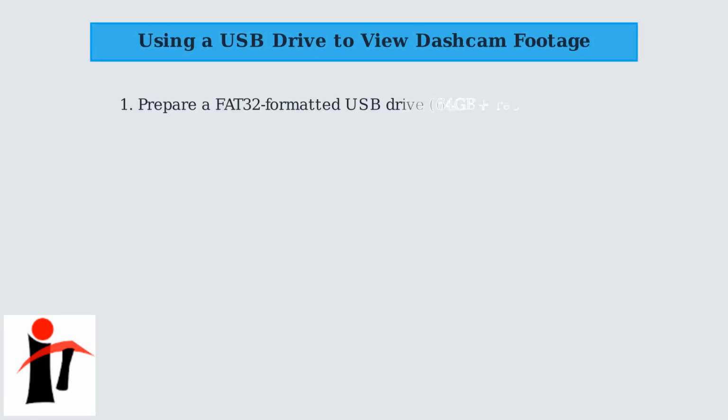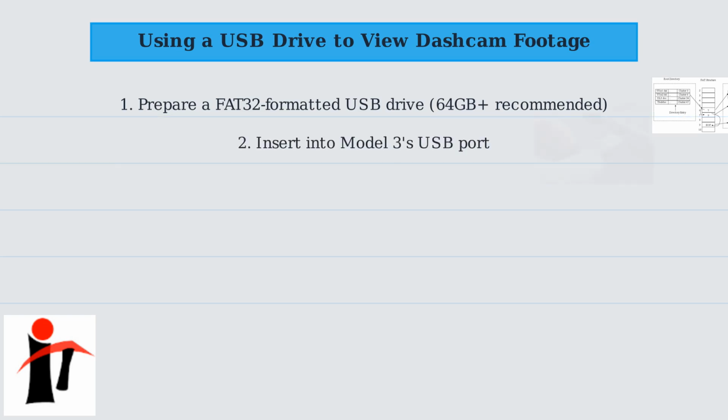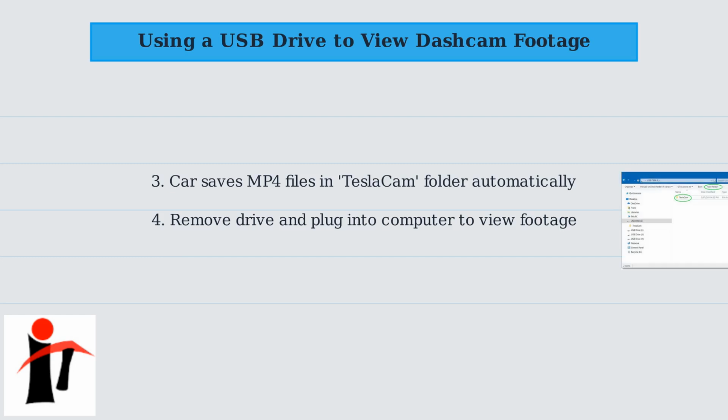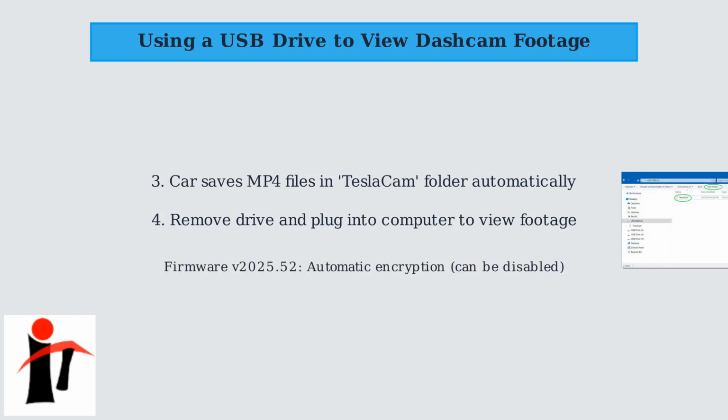Alternatively, use a USB drive. Insert a FAT32 formatted USB drive, at least 64 gigabytes recommended, into the Model 3's USB port. The car automatically saves footage as MP4 files in a Tesla Cam folder. Remove the drive and plug it into a computer to view the footage. Firmware v2025.52 includes automatic encryption, which you can optionally disable.